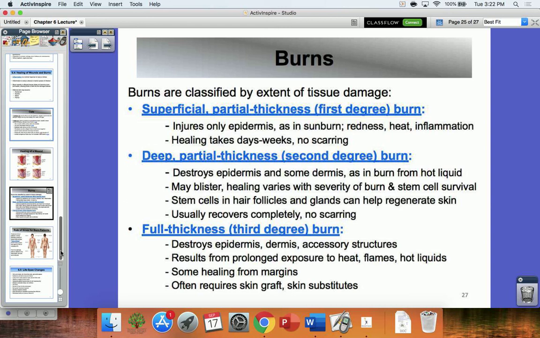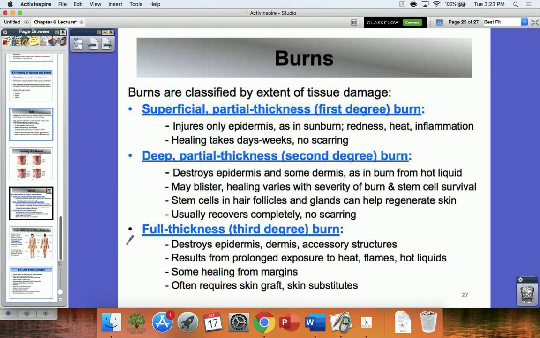Second degree burn is going to go past the epidermis and some of the dermis. Usually, you're going to have a bit of a blister that's formed. Usually, not always, but it just depends on how deep it is. Usually, the skin will regenerate with no problem. Not going to have any type of scarring. It's going to take a little bit longer for this to heal than the superficial first degree burn, but that's to be expected.